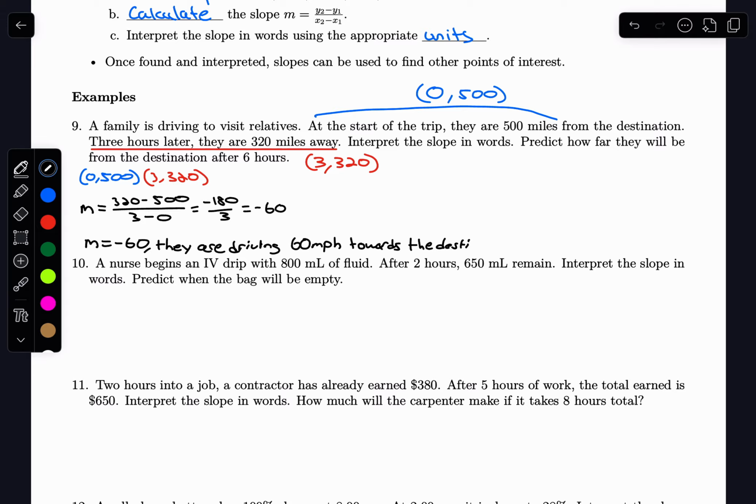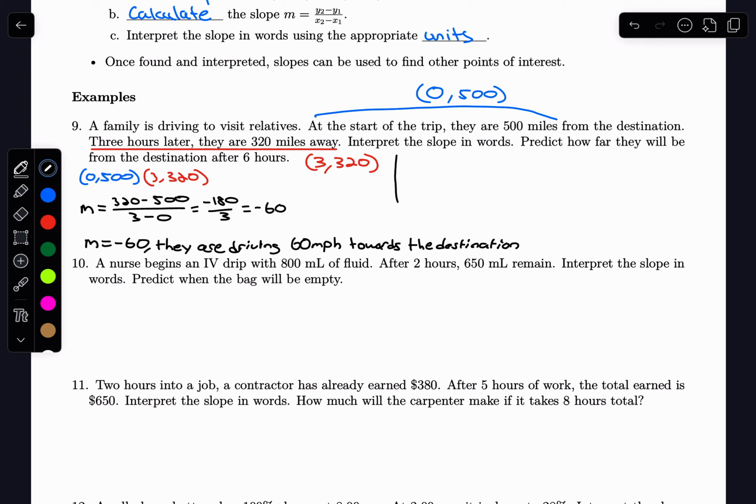So now, why do I know it's towards the destination? Well, we got a negative 60 as our slope, and the y value represents how far they are away. So they're getting closer and closer, right? We went from 500 miles away to 320 miles away. So we're getting closer to the destination. So although the slope is negative, when we interpret it, we use the absolute value and we say which direction they're going. So a slope of negative 60 here means they are driving 60 miles per hour towards the destination.